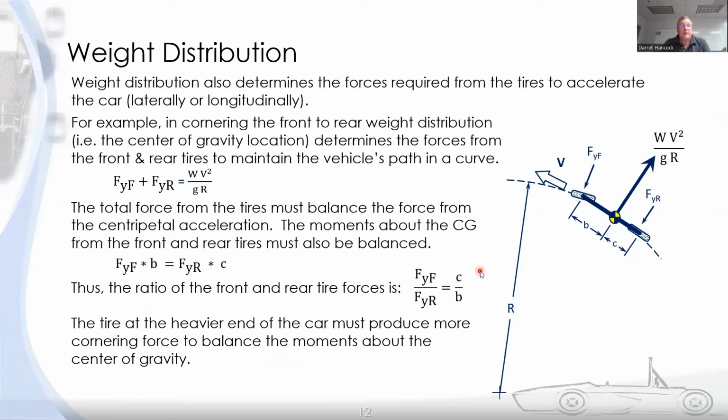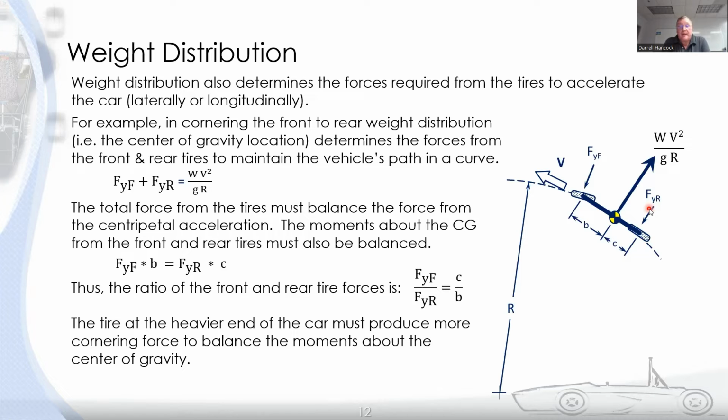Okay, so why is the weight distribution so important? If you have a vehicle, I'm showing a bicycle model here, so I've condensed the left and right tires into one front tire and one rear tire. And if your center of gravity is not in the center of the vehicle, in this example, it's closer to the rear axle, so I have a higher weight distribution in the rear, then to react that cornering force and to keep the vehicle in balance, I'm going to need more force from the rear tires. So with a rearward weight distribution, I'm going to require more cornering force from my rear tires.